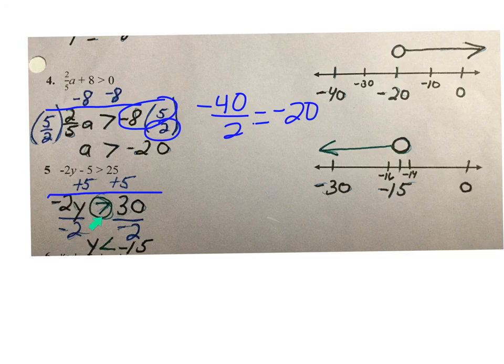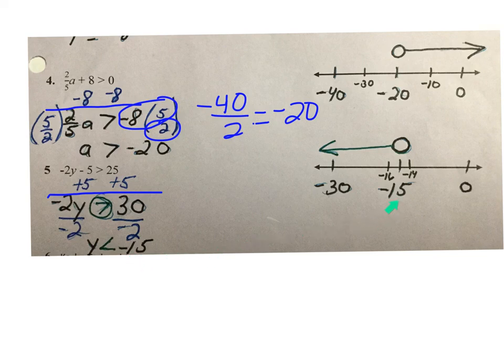Now circle your inequality on the way by, because remember, you have to flip it because you are multiplying or dividing by a negative number. So you get 1 right here, and you copy your y. Your greater than is now less than. 30 divided by a -2 is a -15.